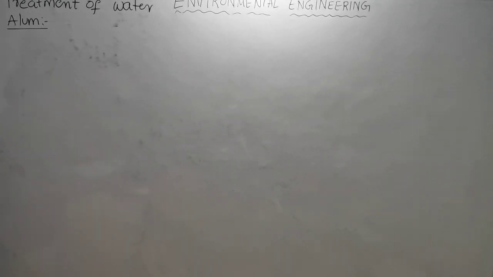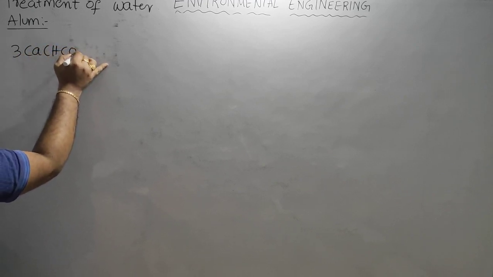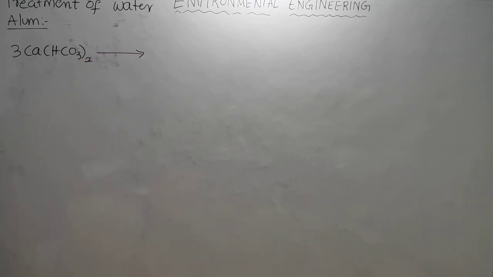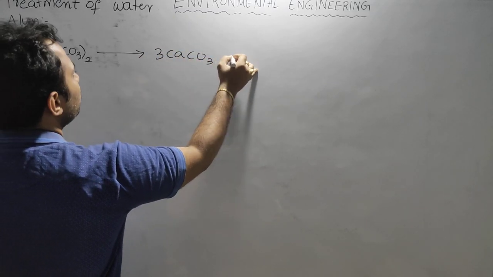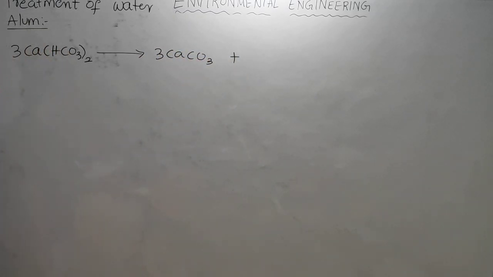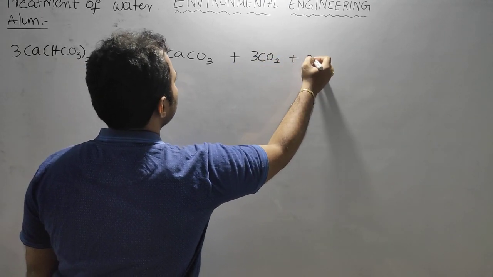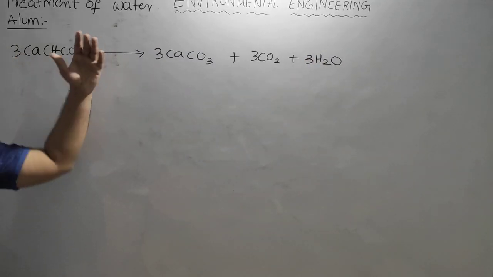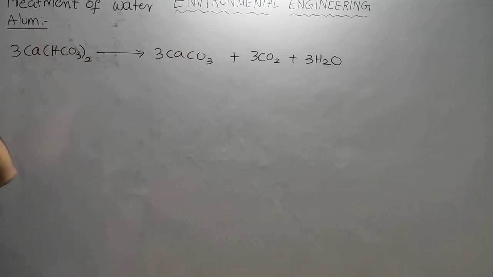See here, this is Ca(HCO3)2. When heated it will become CaCO3 plus H2O plus CO2. Okay, that means the reverse also happens. When you add CaCO3 plus CO2 plus H2O, then it will form Ca(HCO3)2.